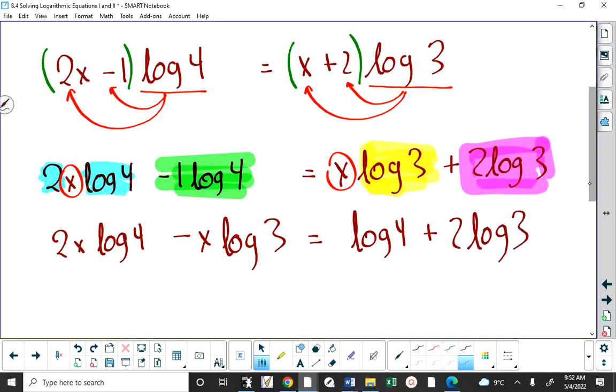So all I've done is I've moved the term that has the yellow highlight in it to the left, making the whole term negative, and I've moved the term that was green to the right, making it positive.